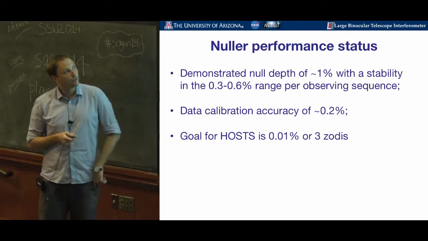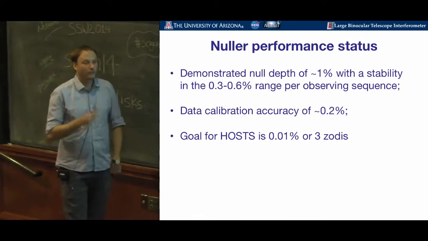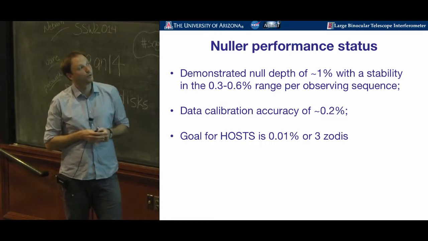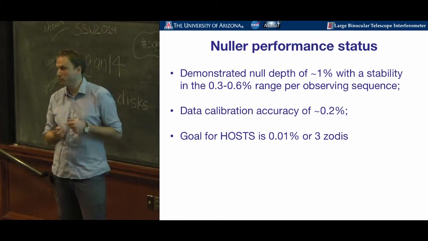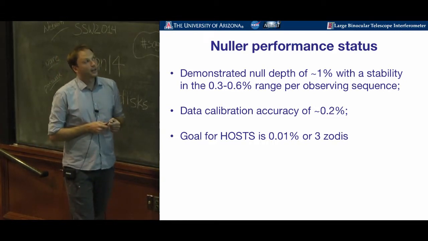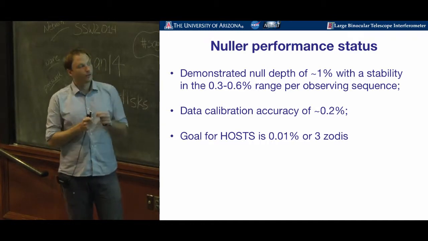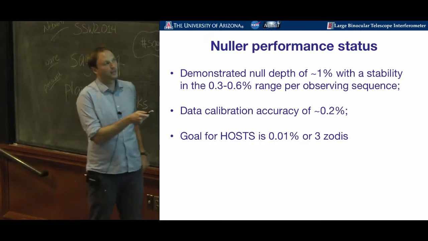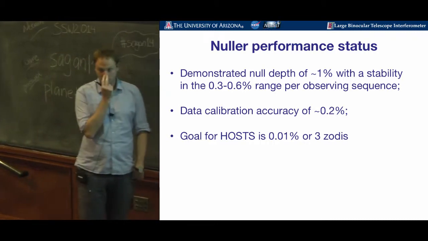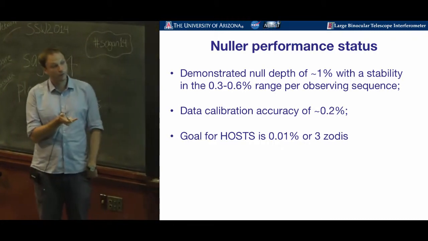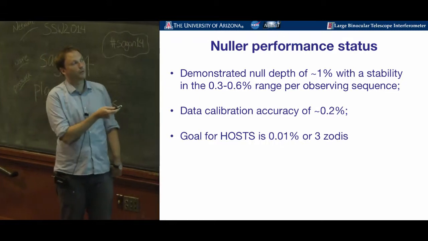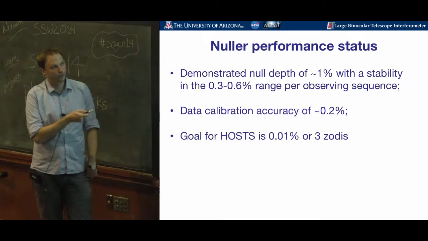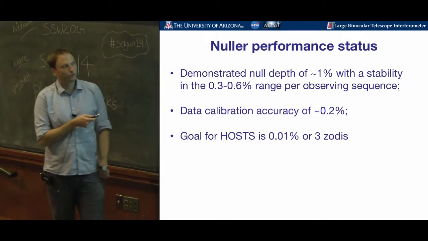So right now we have a null depth, of how well we can subtract the two beams, of 1%, and the stability is 0.3 to 0.6%. So this is for one point. Now if we do many measurements, we can repeat that with a stability of 0.2%. And the goal of the survey is to go to 0.01%. So we still have a factor of 10 to 20 to go.